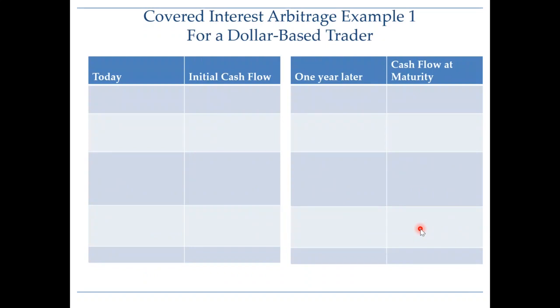And here are the exact transactions. So today, the first thing you're going to do is, as we said, borrow in the US. We are going to borrow $1,000 at the US interest rate. Then we immediately take those $1,000 and convert them into pounds at the spot rate of $1.25, which will give us 800 pounds.